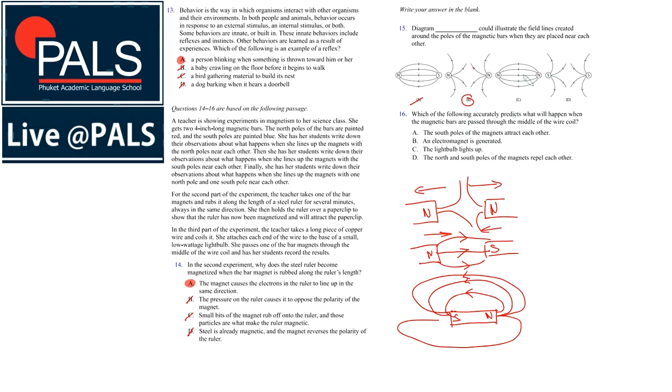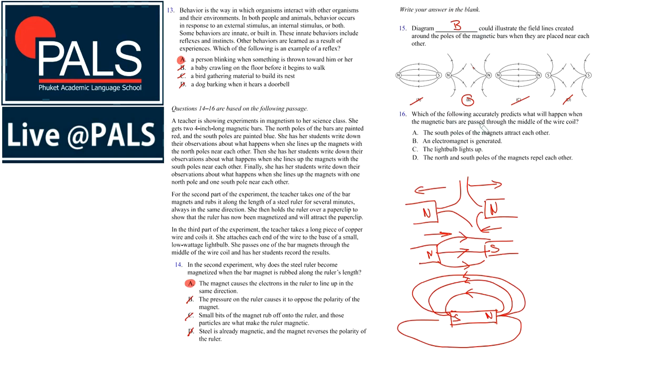C is wrong because north and north do not attract, and D is wrong because the arrows go away from the south poles. To make this correct, the arrows should go towards the south pole. So the correct answer here is B.